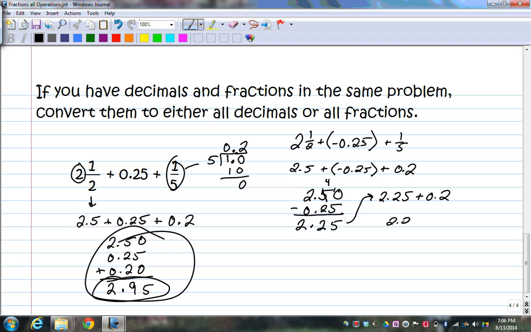So I have 2.25, and I'm going to line up my decimal, 0.2. Fill in the blank with 0. Plus, this becomes 5, 4, decimal straight down, and it's 2. 2.45 would be the answer.